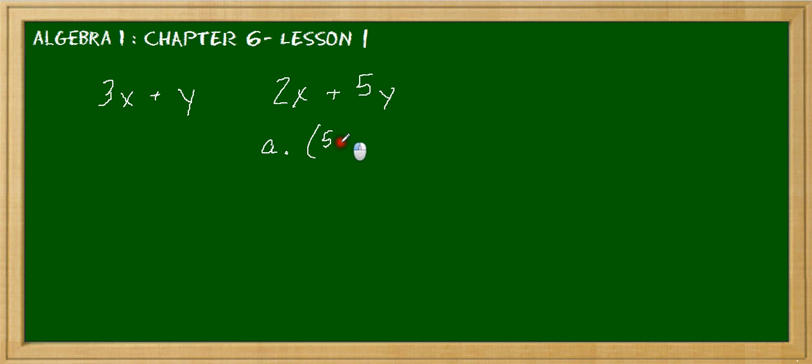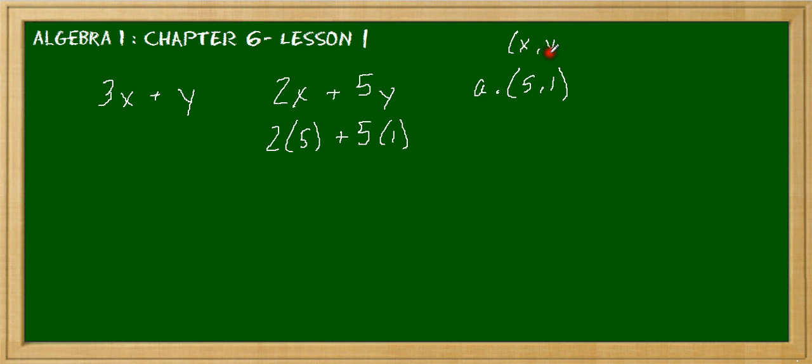Let me put this over here on the side so that I can work out my problem. So for A, we have 5, 1, which means that the first number, 5, is the x value, so I would replace x with 5, and the 1 would be the y value. And again, remember it's an ordered pair, x comes before y. Now we do our math here, and what would we get? Well, we'd get 10, that's 2 times 5, plus 5. So the answer here would be 15. So we found the value of the expression.